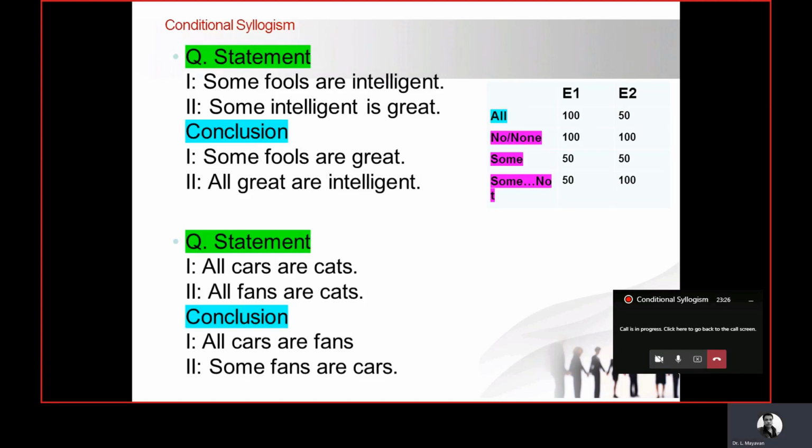Look at the statements. Some fools are intelligent. Some intelligent is great.